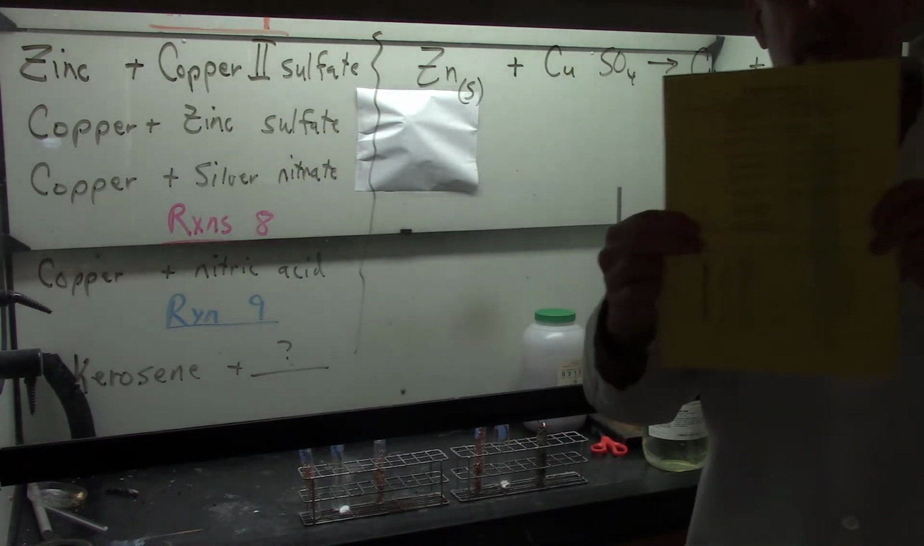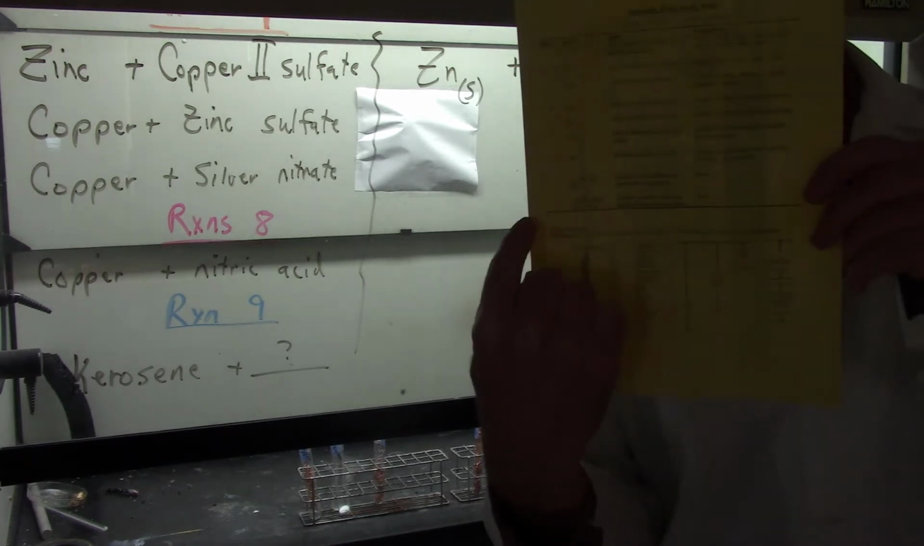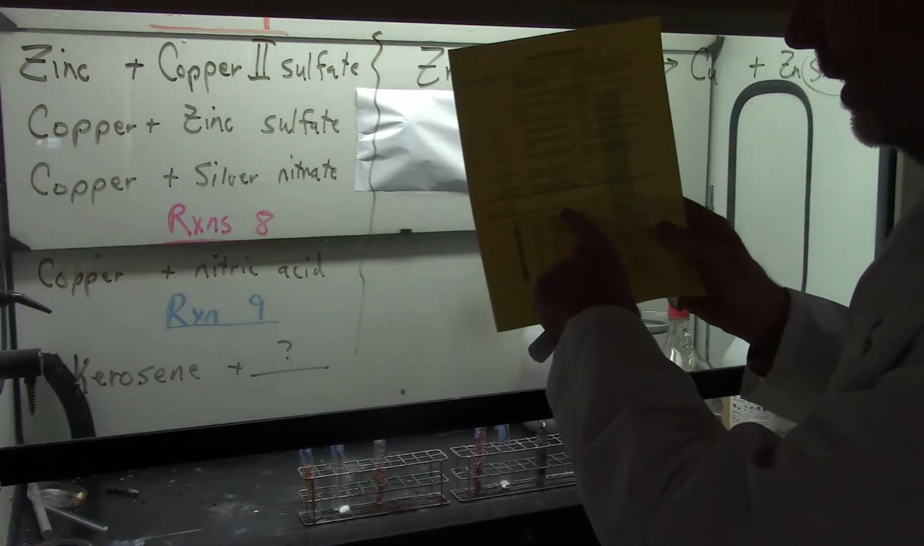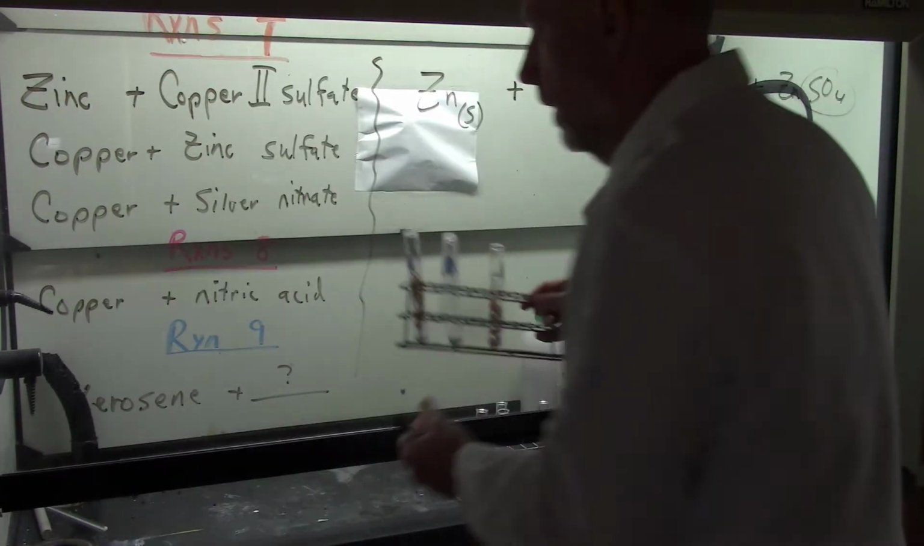I suspect that when we look at this list of the activity series, we're going to find that zinc is farther over here toward the lithium side than copper is. Zinc is right here, and I see copper is down here. Yes, zinc is more active. Let's look at this next reaction.